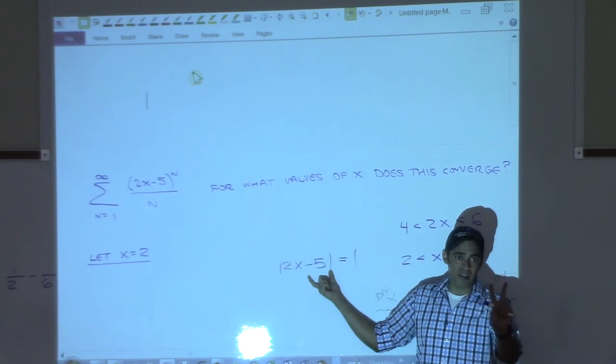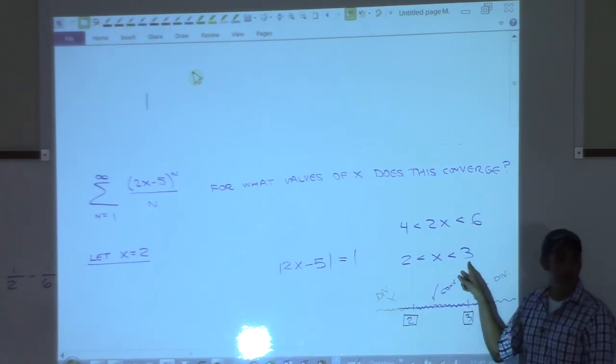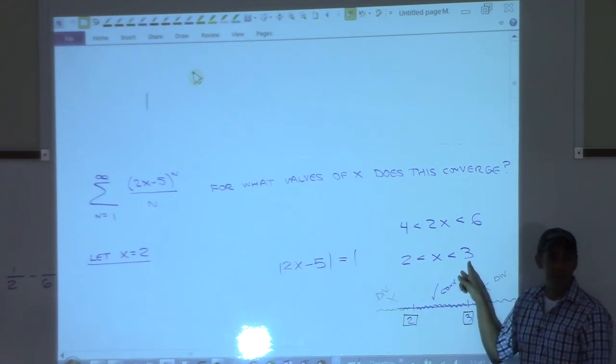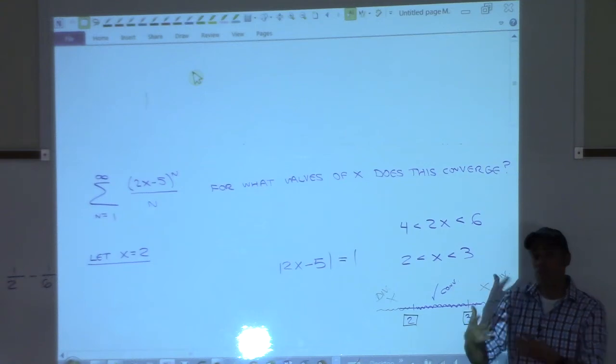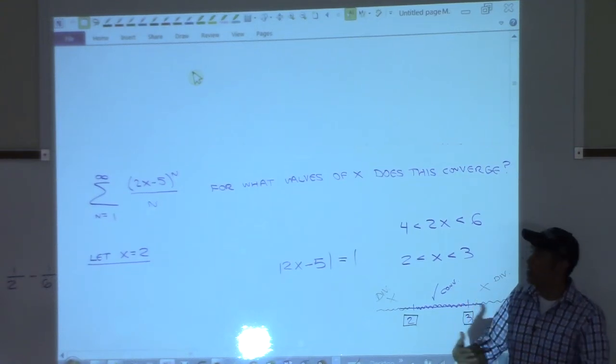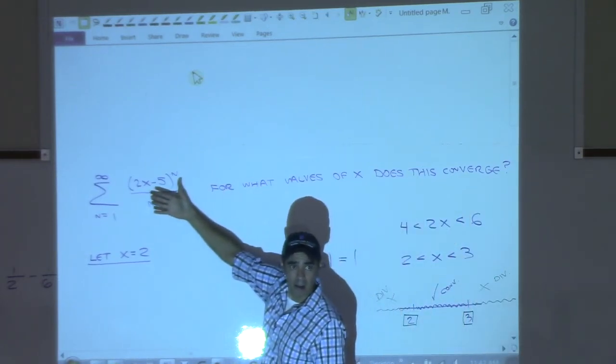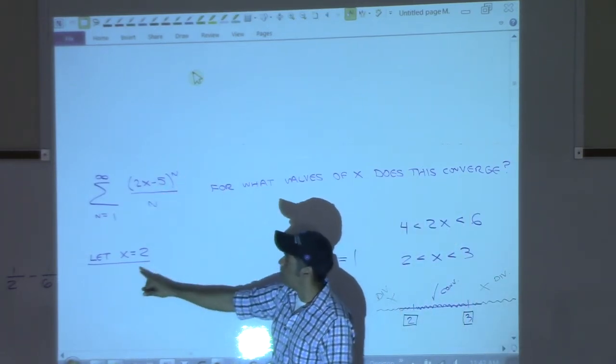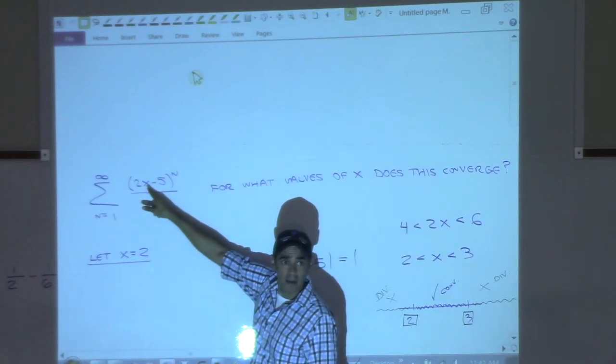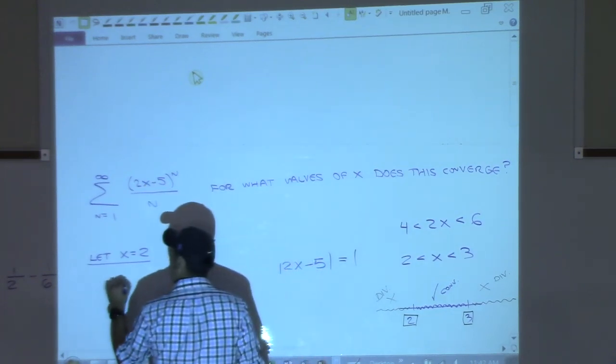But there's only 2 places where the test fails. It fails at 2 and at 3. Those are the only 2 places where, with the ratio test, I have to throw it out the window. But since it's only 2 places, let me just check those 2 places. And I'm going to check it manually by going back to the original series. So let's go back here, okay? Does that kind of help? Let's replace x with 2.